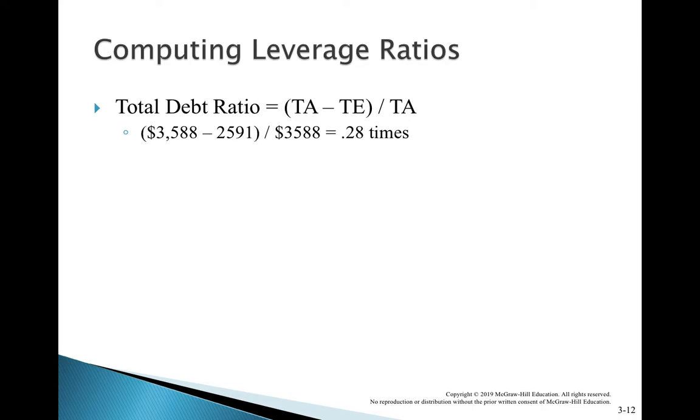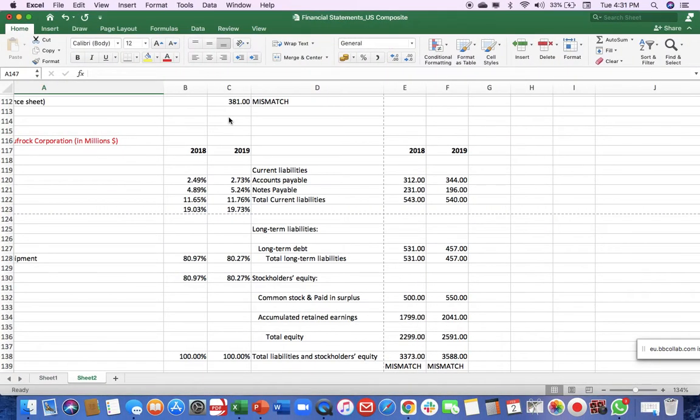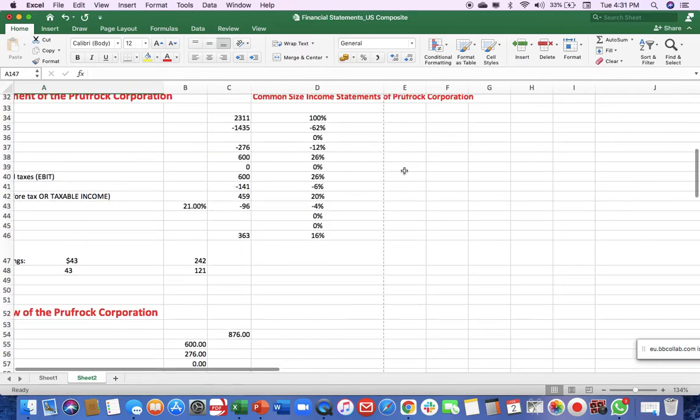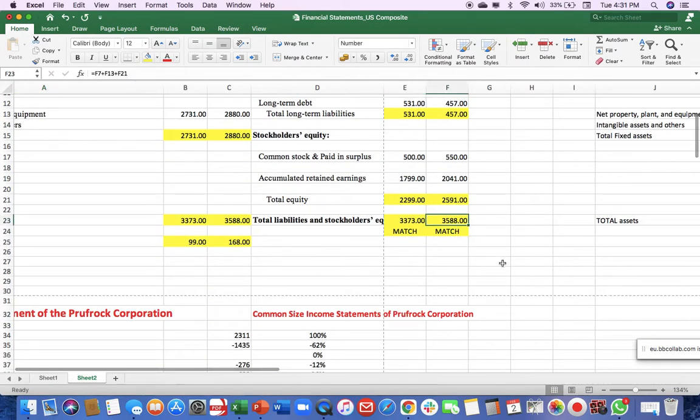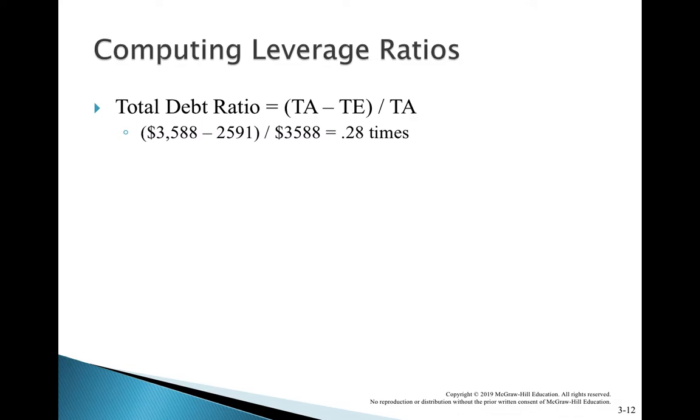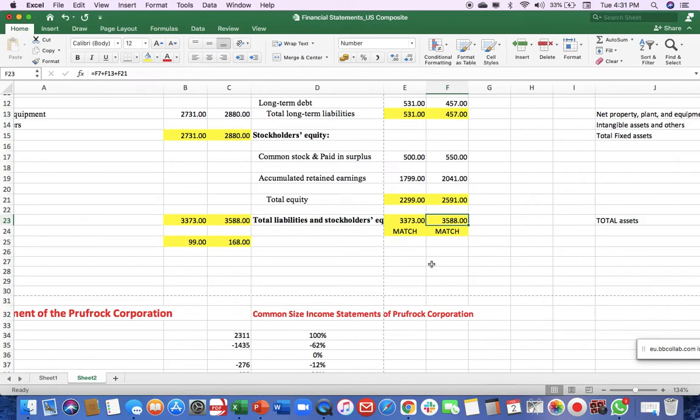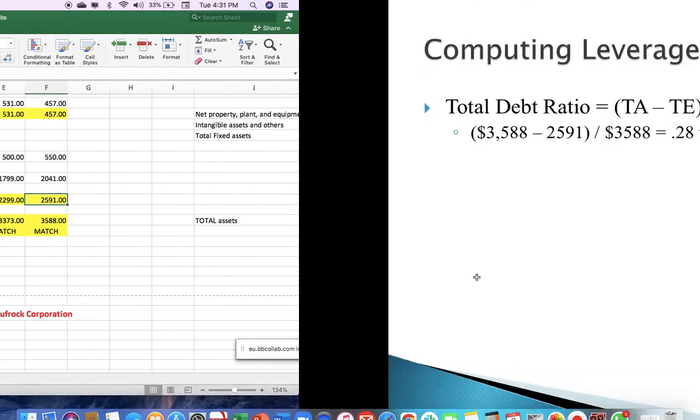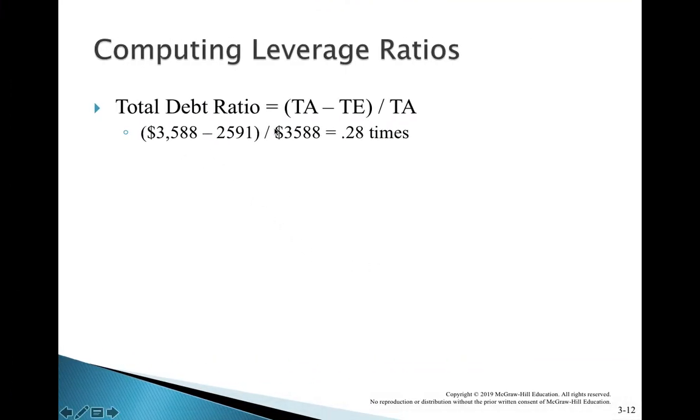For PUFROC, the total asset is 3588 for 2019. The 3588 total asset minus 2591, the total equity, is the liability. So 3588 minus 2591 is the total debt, divided by total asset 3588, which is 0.28 times. So debt is 0.28 times and equity is 1 minus 0.28, which is equal to 0.72 times.